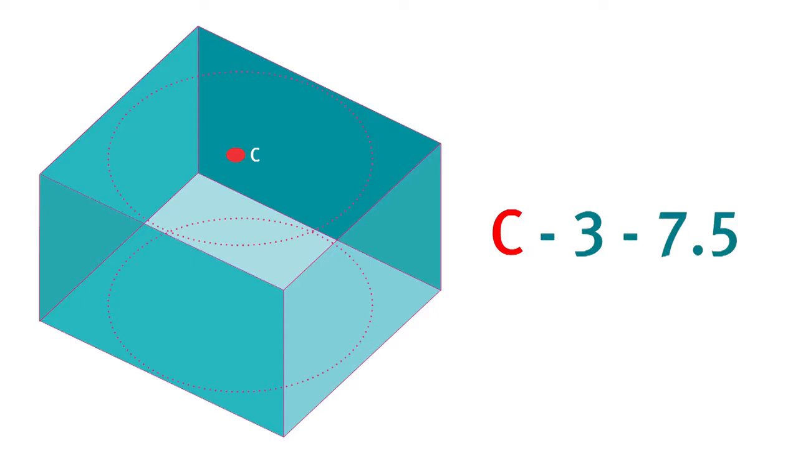A ceiling mounted VAD might be rated as C3 7.5, where C stands for ceiling. The 2 numbers represent the coverage volume in the shape of a cylinder, where the first number is the maximum ceiling height the VAD can be mounted, and the second number is the diameter of the coverage.